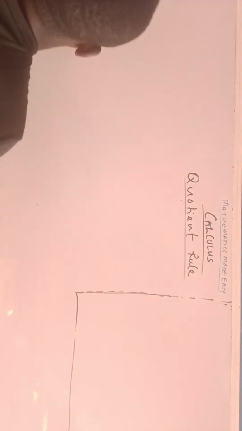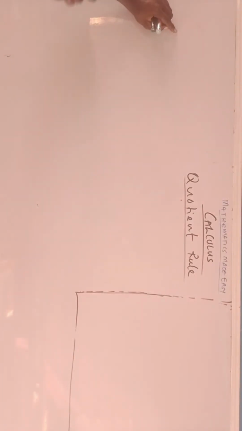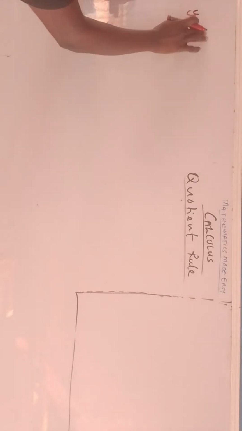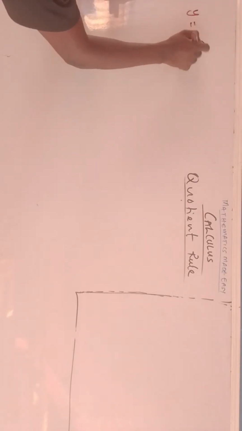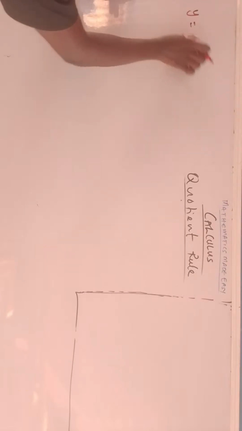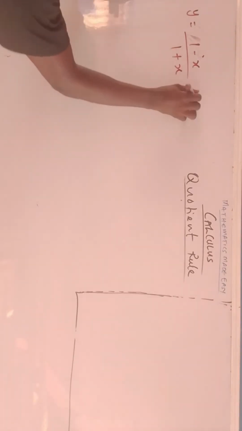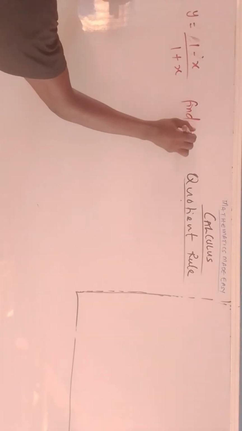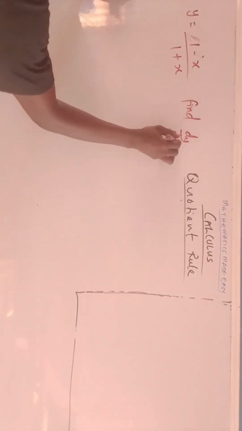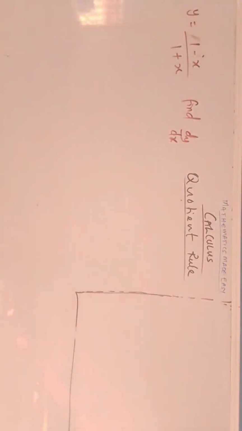All right, guys. Now, here's another question. We have y is equal to 1 minus x over 1 plus x. We have to find the derivative, find dy/dx. Look at that function. We have y equal to 1 minus x over 1 plus x, then find the derivative. Okay, find dy/dx.